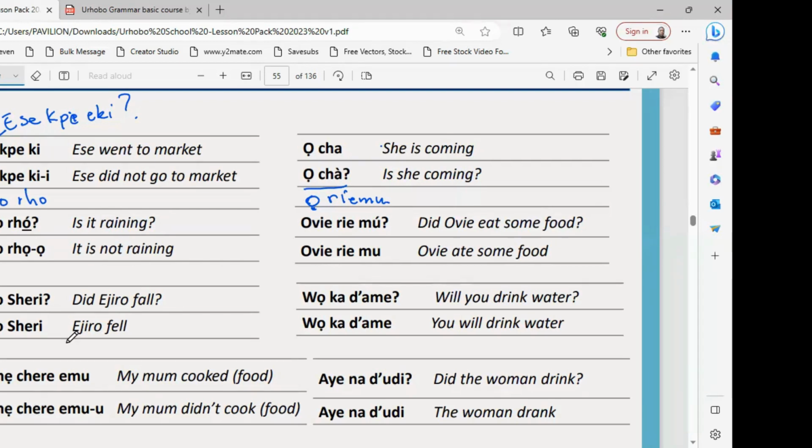Onime cheremu. Did my mother cook? Onime cheremu. Is my mother cooking? Onime cheremu.